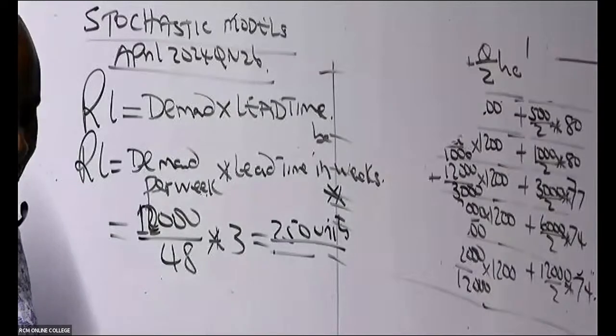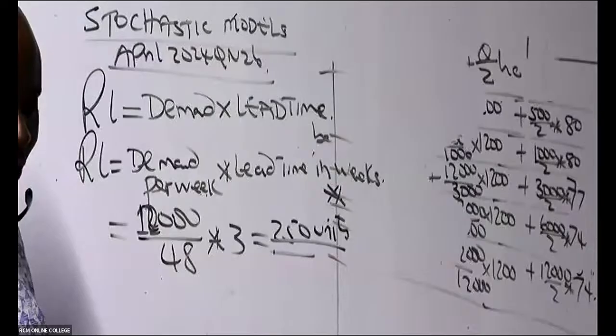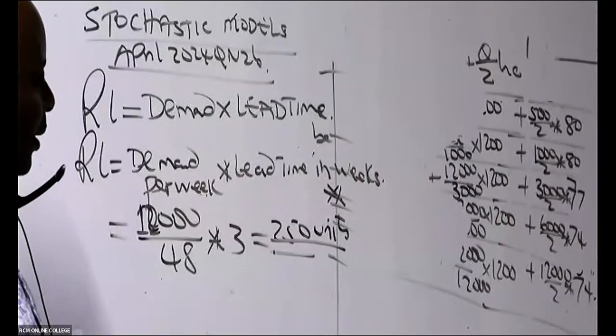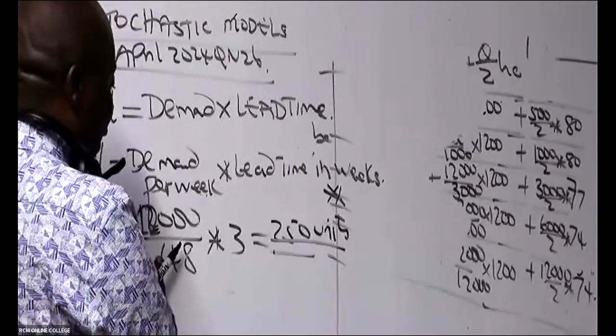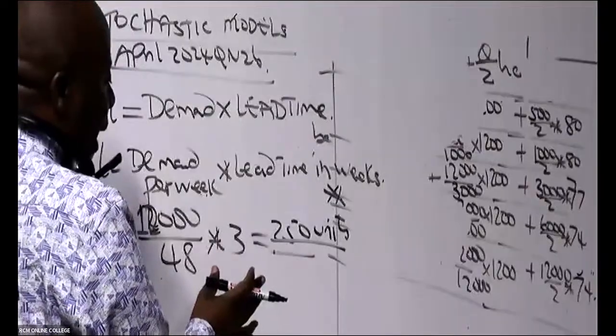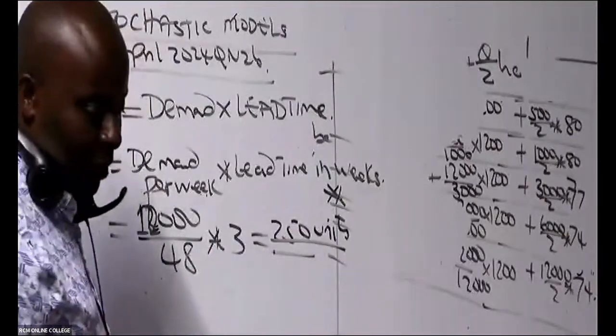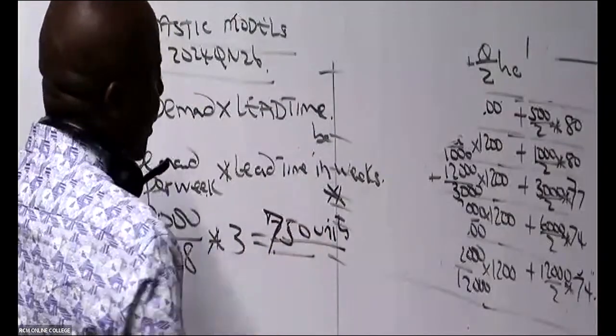Is it 750? You take 12,000 divided by 48. Whatever answer you get, you say times 3. I don't want demand per week. I want the final answer. Sorry for that. So the final answer is 750.